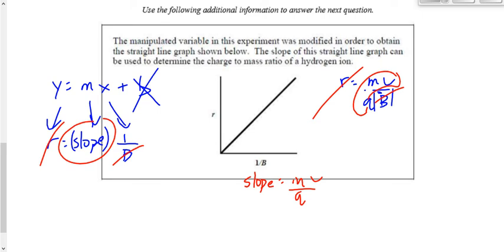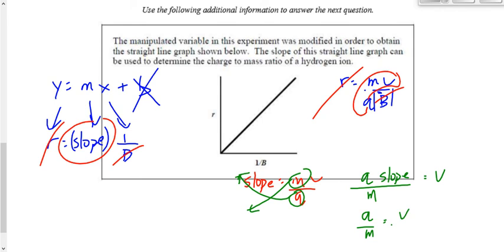Now, what were we looking for? Q over M. Well, let's rearrange this. We got M over Q. Let's rearrange it to get Q over M. So the Q is going to go up, and the M is going to go down in order to get Q over M. So Q times the slope over M equals V. And if we take the slope over by dividing, we get Q over M is equal to V over the slope. You want to find the charge to mass ratio of this? Let's go V divided by the slope of this graph.